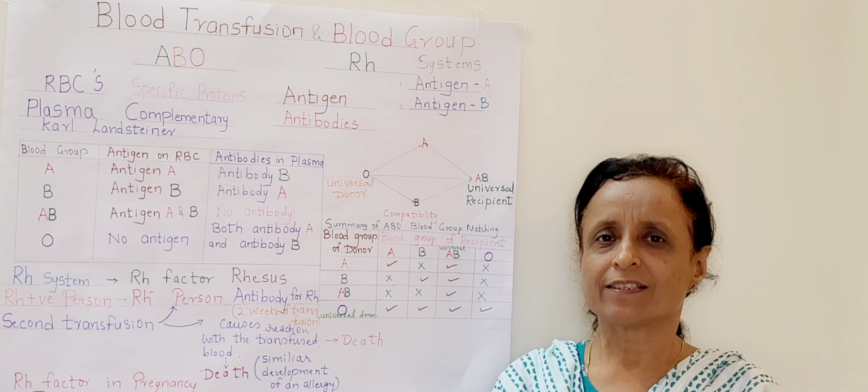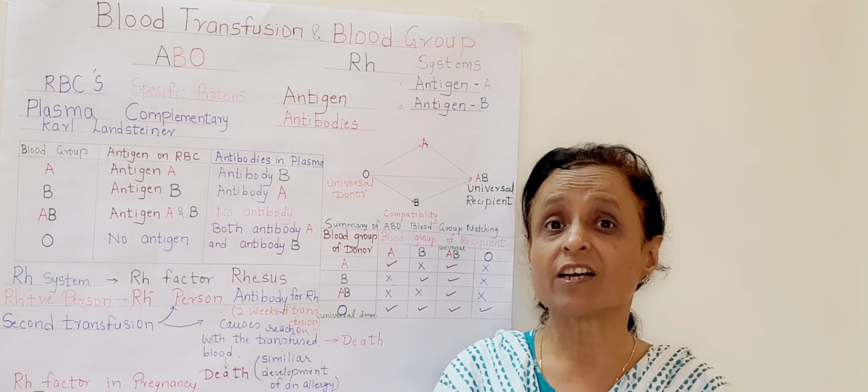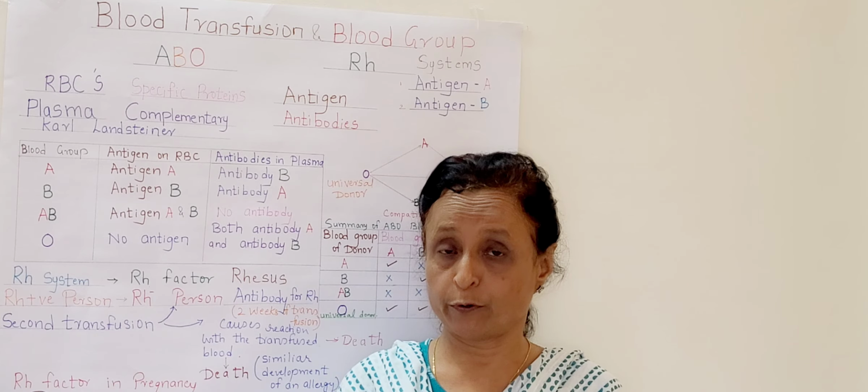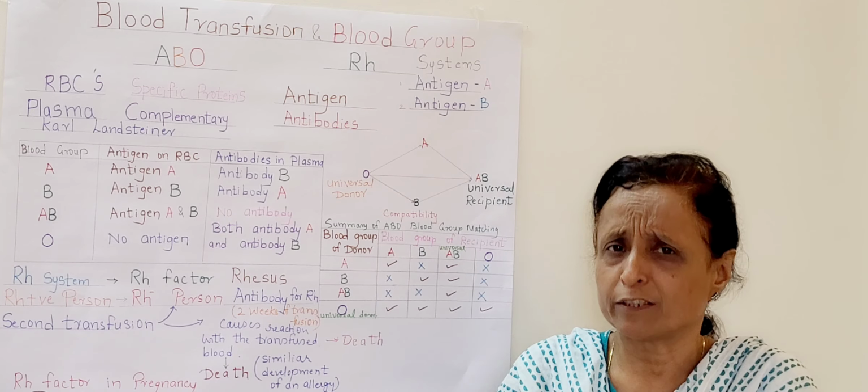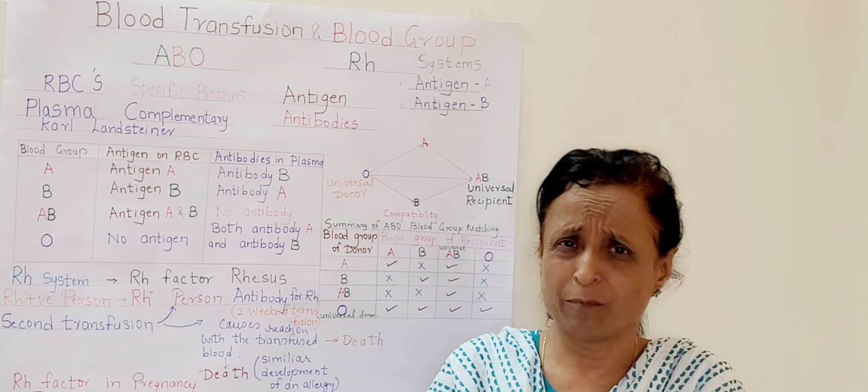Hello students. Now we'll be studying different types of blood group. All of you must have some type of blood group: A, B, AB, or O.